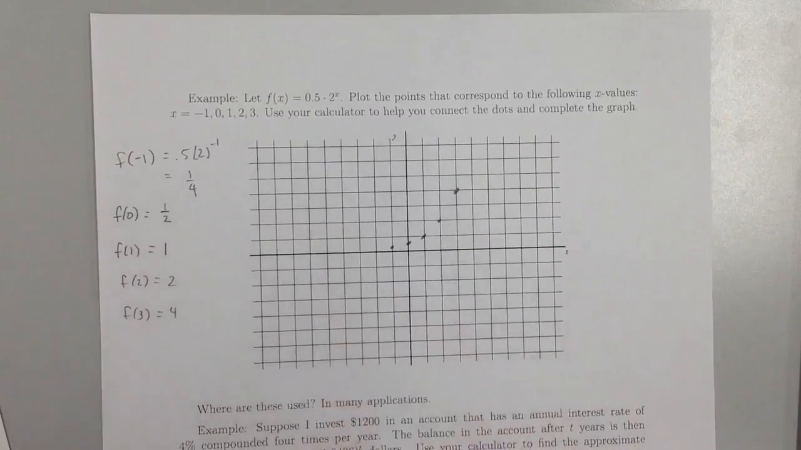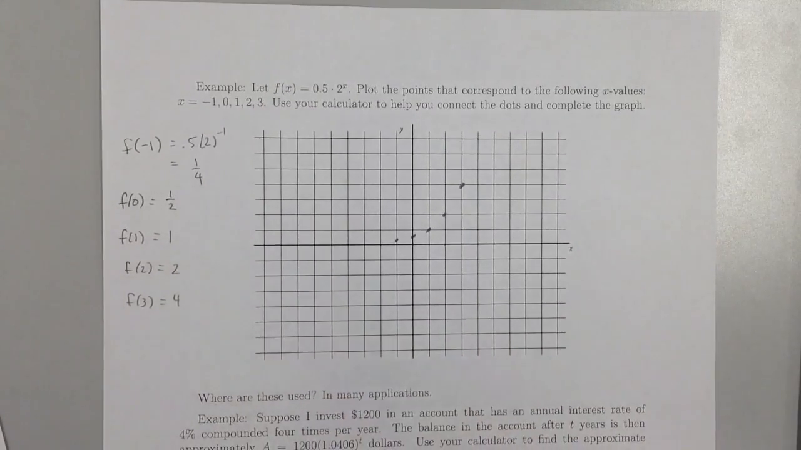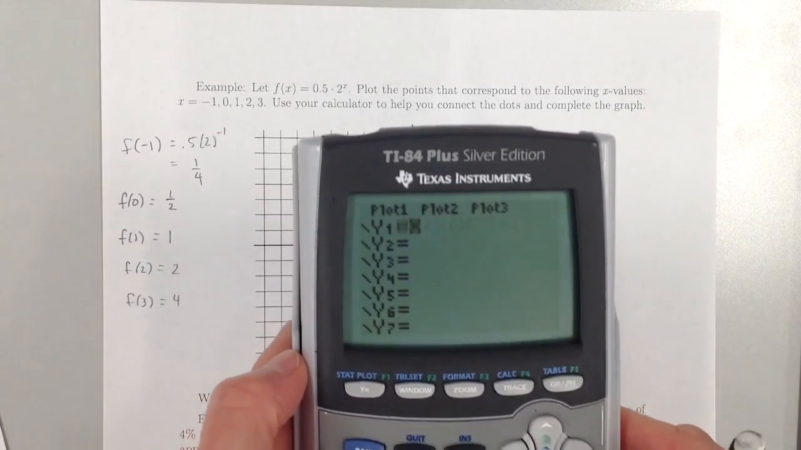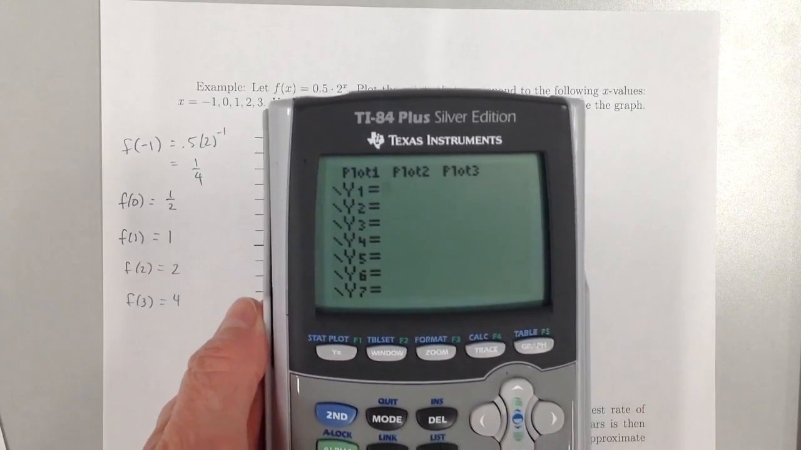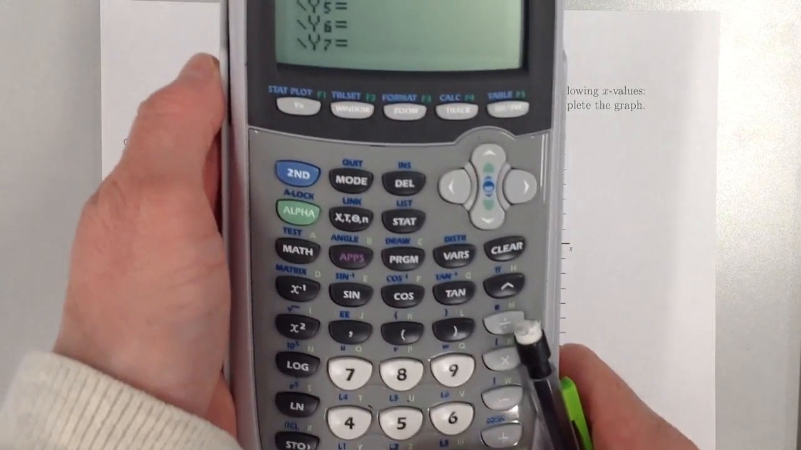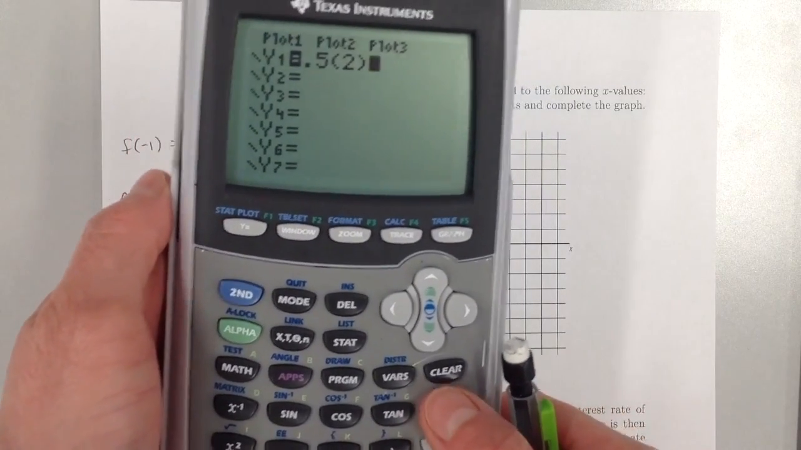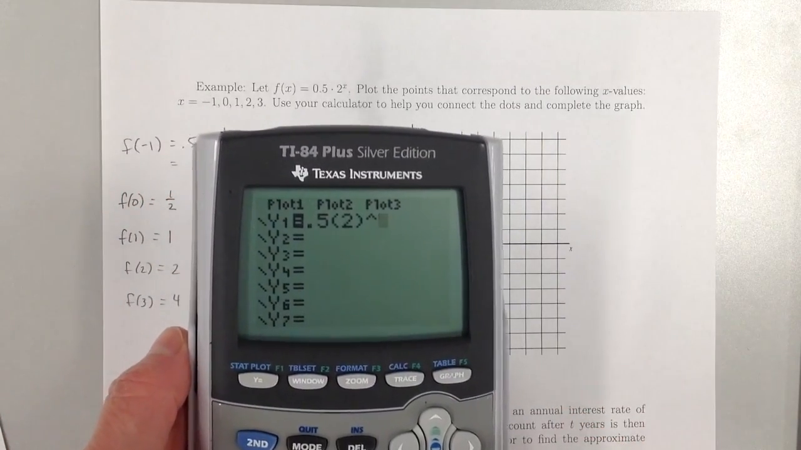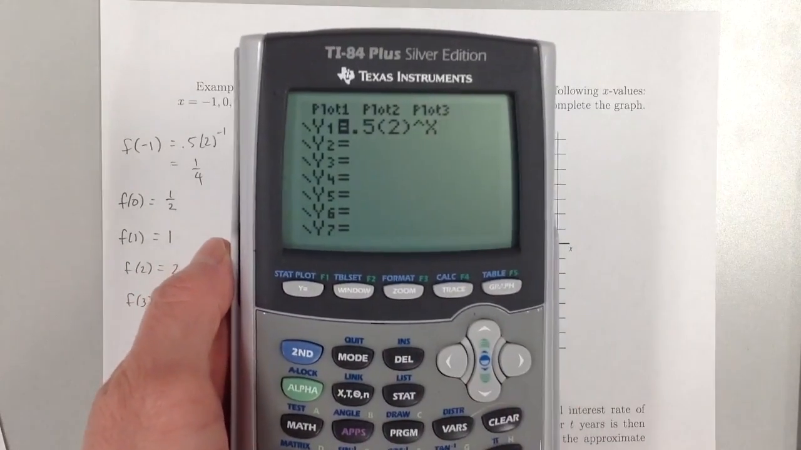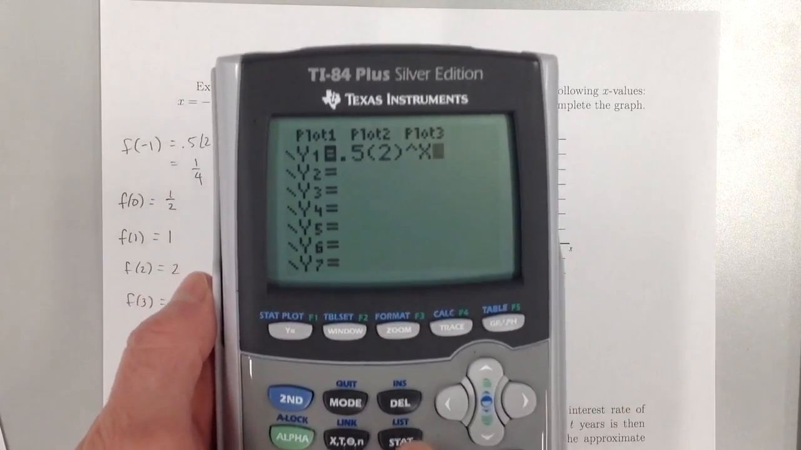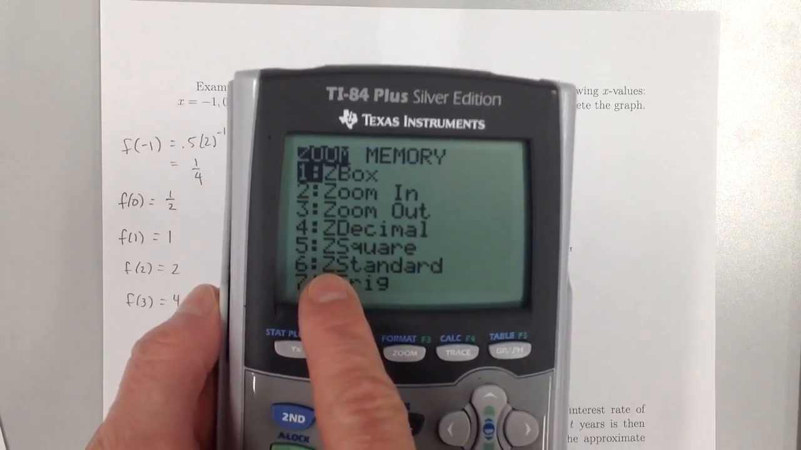All right, so now we're going to use the calculator to help us complete the graph. Here's how we will enter exponential functions. We're going to go to y equals, and I'm going to clear anything that was already there. So 0.5 times 2 to the x. I'm going to enter 0.5, then parentheses, times, and the number 2, and parentheses. And this right here will get us to an exponent, so it's to the power of. Again, it's 0.5 times 2 to the power of x. Then I always like to look at the standard window first to see if I can see the graph. So the standard window is zoom, and then 6.